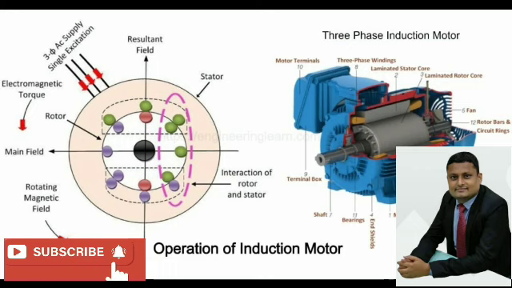Number of slots per pole per phase should be a multiple of 3. That gives an integral slot winding. There can be fractional slot winding also. Now the stator slot pitch at the air gap.